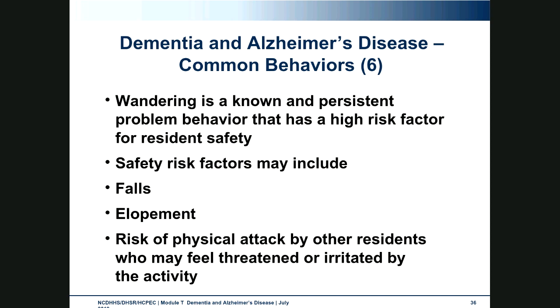Let's talk about the safety risk. We're talking about wandering. Wandering is the known and persistent problem behavior that puts a person with Alzheimer's at high risk for safety, because they could fall, they could leave the facility, just walk right out the door and go away. They do run the risk of being attacked by other residents, because the resident may feel threatened. They may not only just wander in the hallways, they may wander into other residents' rooms. At that point, they've invaded somebody else's privacy.